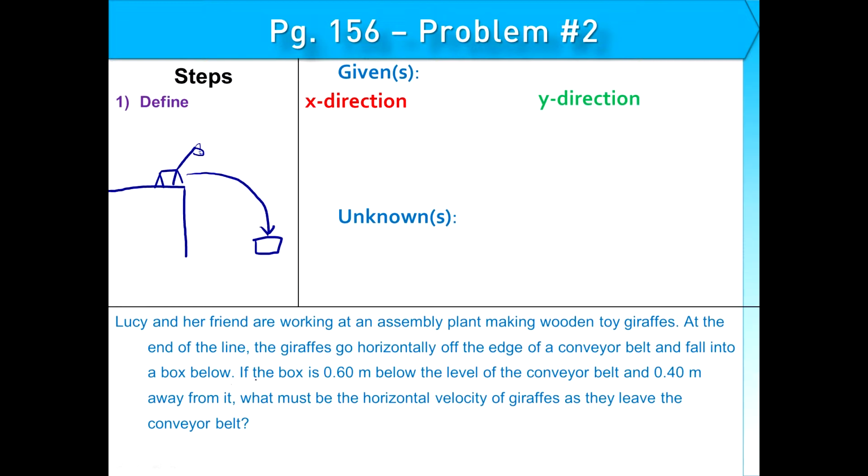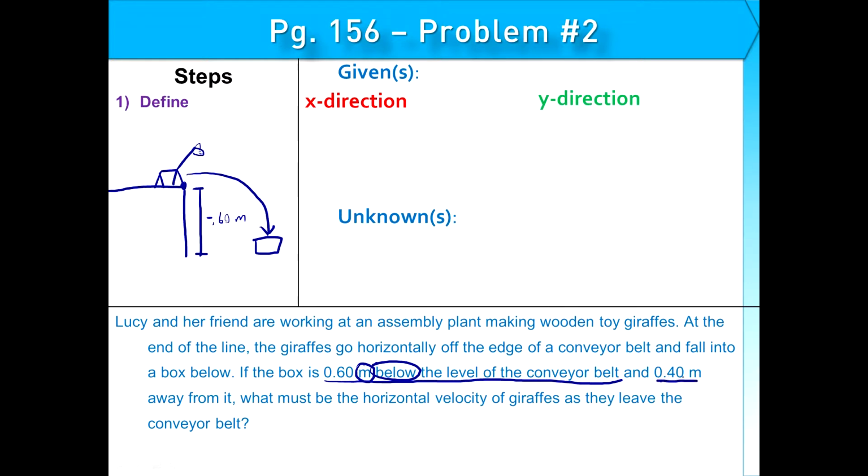So we read it carefully. If the box is 0.6 meters below the level of the conveyor belt, so right here, all of this information. Notice I have the units meters, so I know I'm dealing with some displacement, and it says below the level of the conveyor belt. So now it's telling me the height is going to be 0.60 meters. But since in this problem I'm going to let this point be the origin, this is going to be my 0, 0 coordinate. That means if the giraffe falls below the origin, this value is going to be negative.